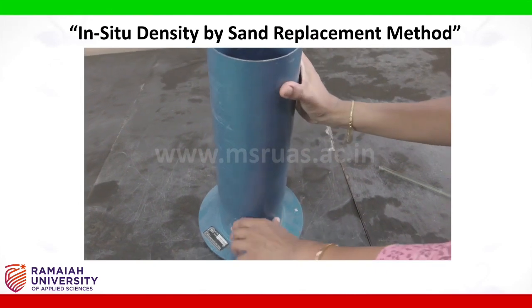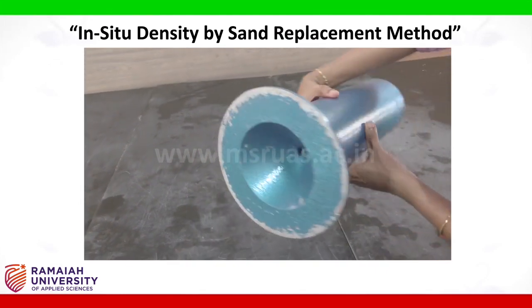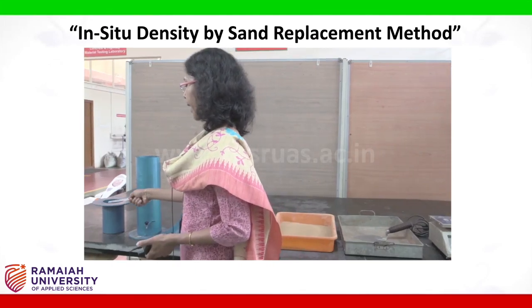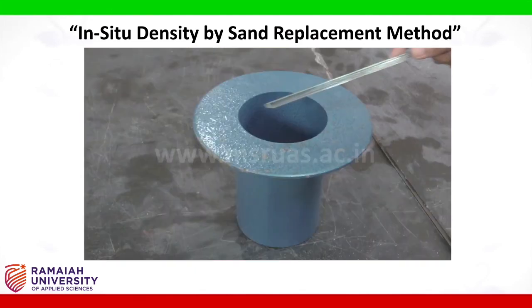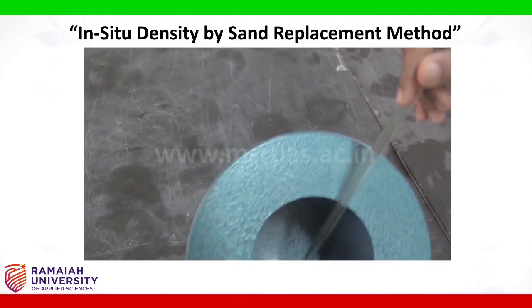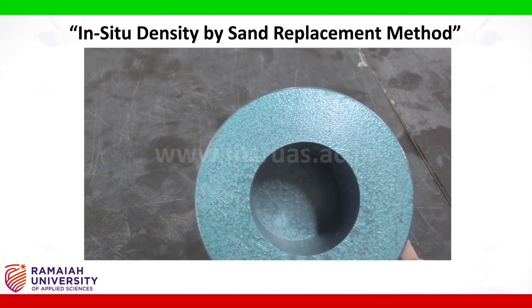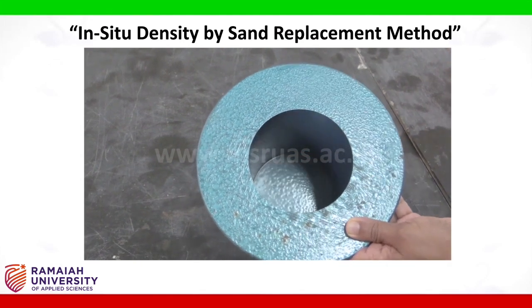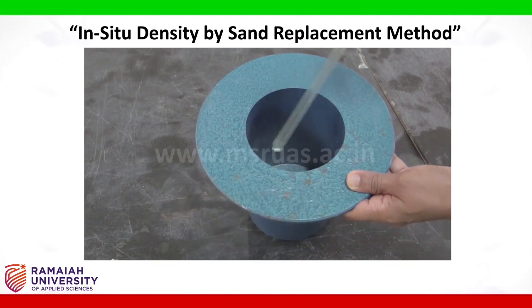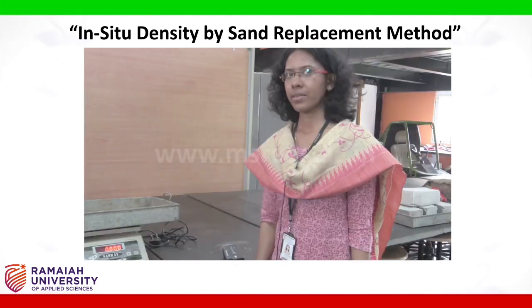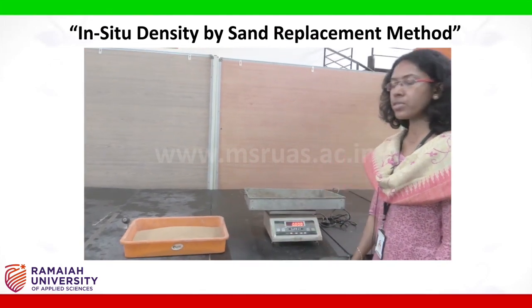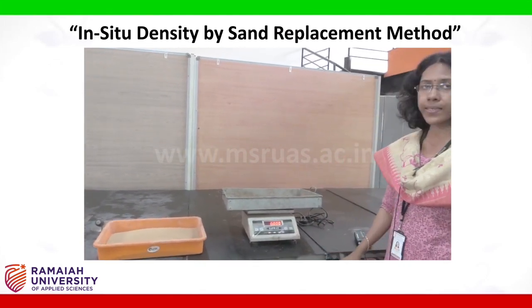This sand pouring cylinder also contains a conical portion in the bottom, and a calibrating container whose internal diameter is 10 centimeter and height is 15 centimeter. The volume of the container can be obtained from the dimensions, or by filling this container with water. Measure around 4 kg of clean sand which passes through 1 mm and is retained on 600 micron sieve.